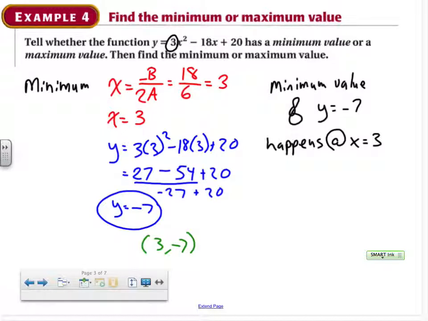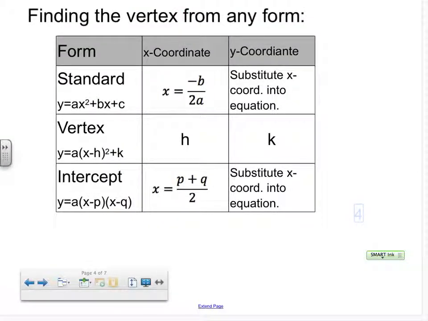All right? Let's quickly review. How do you find your vertex? We should be able to find your vertex in any form: standard form, vertex form, or intercept form. For standard form, we're going to use our equation negative b over 2a, like we saw in the last example. Once you have your x value, you're going to substitute the x coordinate into the equation and simplify, aka plug and chug.